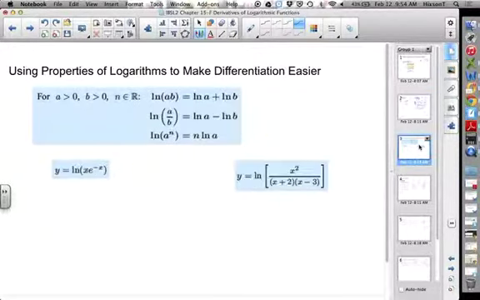Okay? So here you have these. The natural log of a times b is the natural log of a plus the natural log of b. The natural log of a divided by b is the natural log of a minus the natural log of b. And then here, if we have the natural log of a to some power n, we can write that as n times the natural log of a.